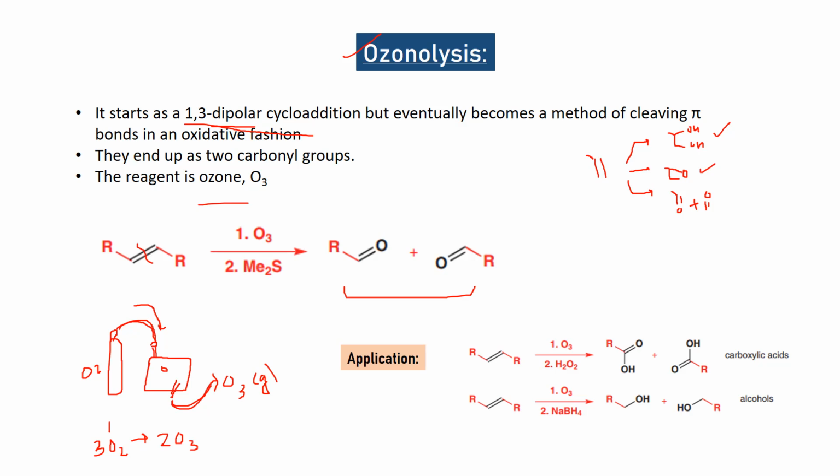Now to quench the ozone: the reaction has happened, but there is some excess ozone. If the excess ozone is still there, it will keep reacting with the carbonyl compound also. To quench this, we add Me2S. This Me2S will attack the ozone and quench it.